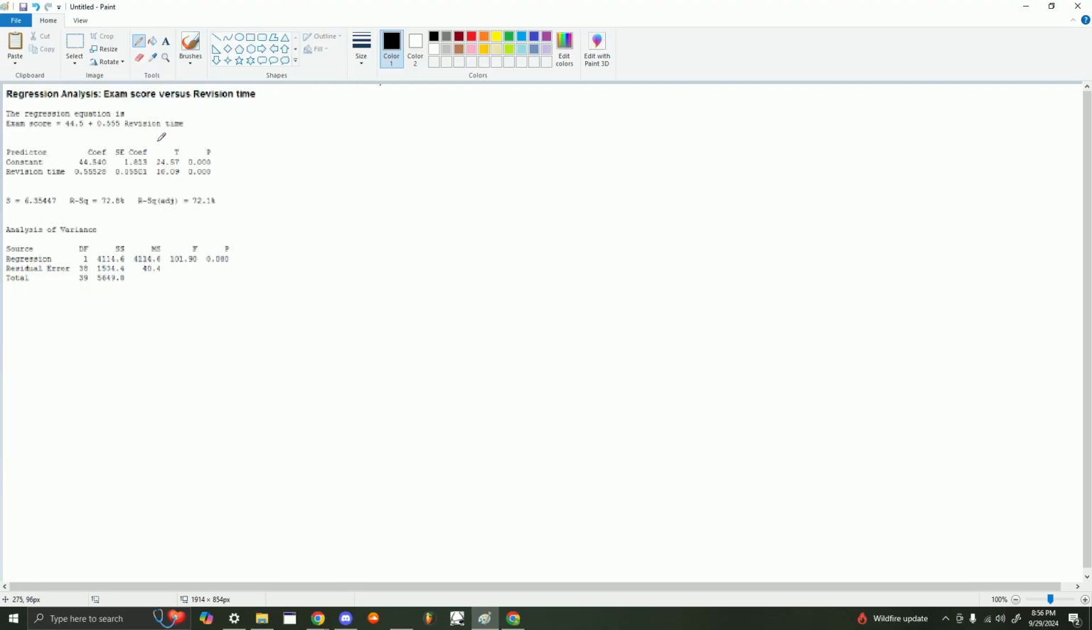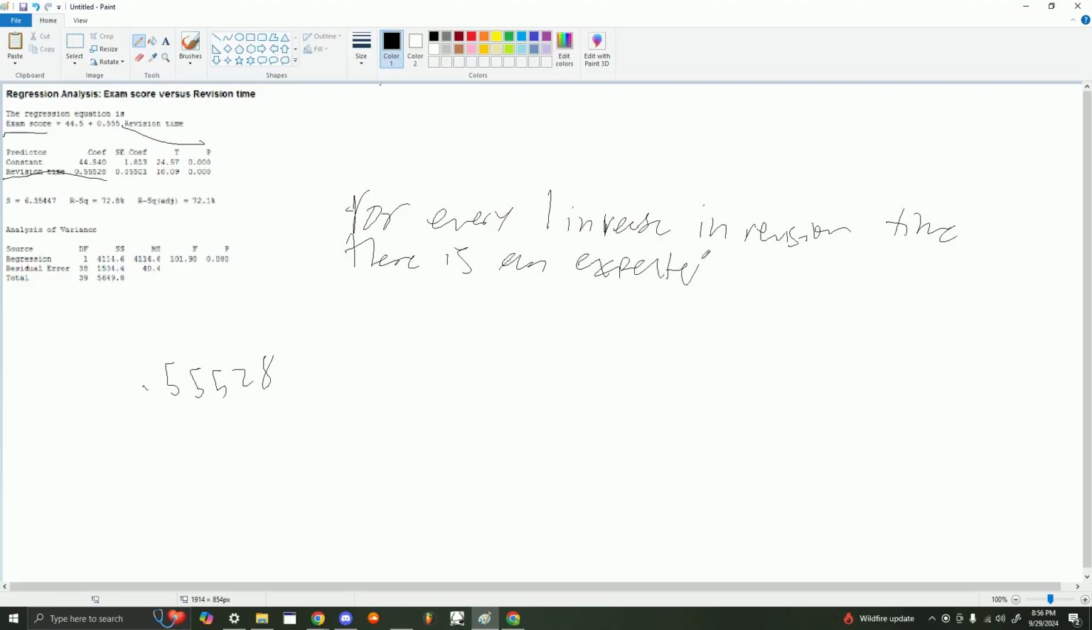What was I asking? Slope. Okay. Slope is whatever the named variable is. And by the way, this is your x variable. So your slope is going to be 0.55528. And it looks like it's predicting exam score from revision time. So for every one unit increase, I don't know if it's minutes or something, so I'm just gonna say 1 unit increase in revision time, there's an expected 0.55528 point increase. I'm assuming that's how they measure exams in exam score.